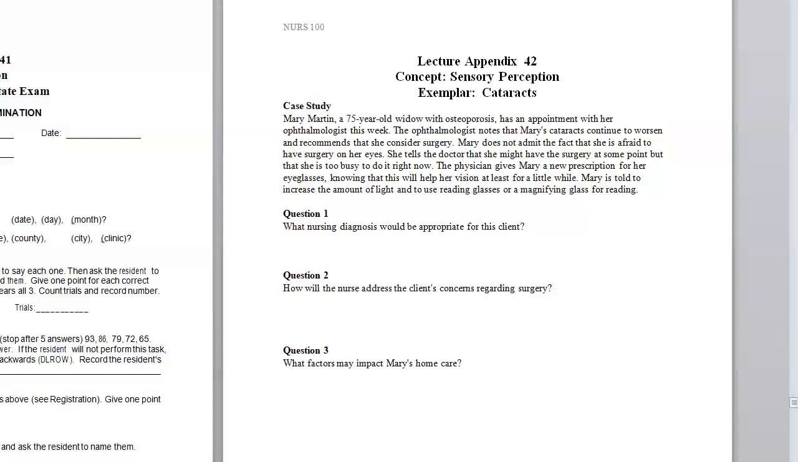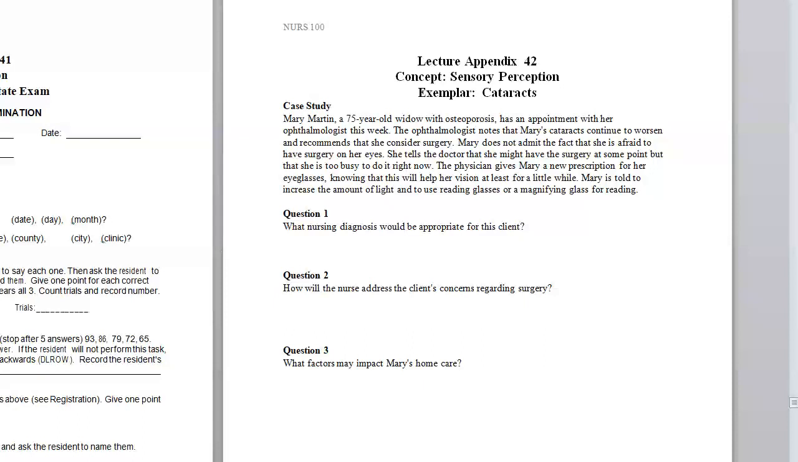Also, knowledge deficit, because she probably doesn't have all the information down correctly, which is probably causing her fear of having the surgery, and her excuse is that she's too busy and doesn't have time right now. But we're going to let her be okay with that, and the physician adjusts her eyeglasses, which will improve her vision just temporarily. But we know with cataracts that they will get progressively worse, and she will eventually have to have the surgery.